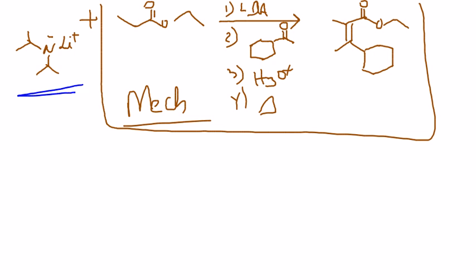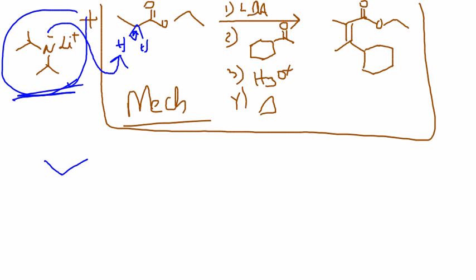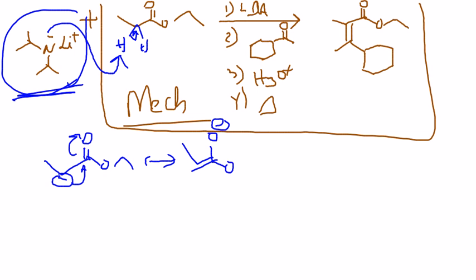LDA, recall, is lithium diisopropyl amide, so I've drawn the structure of that. It's basically a good strong base, and its job is to carry out alpha deprotonation. So it's removing the protons. So you're generating the enolate. So your first step is basically the generation of the enolate, which by the way is resonance stabilized. Hopefully you can see that. A double bond like that, oxygen with negative charge, OEt. And the next step is that we are putting in a ketone.